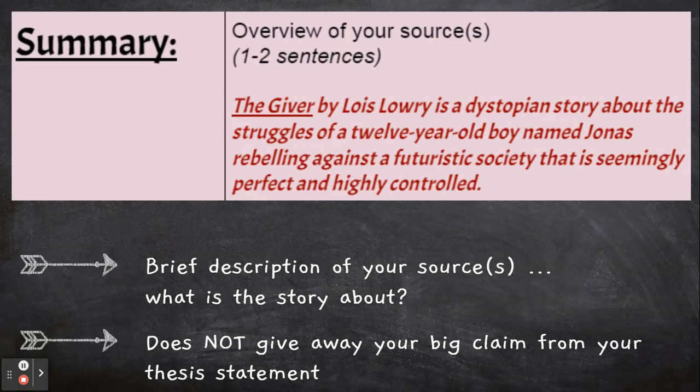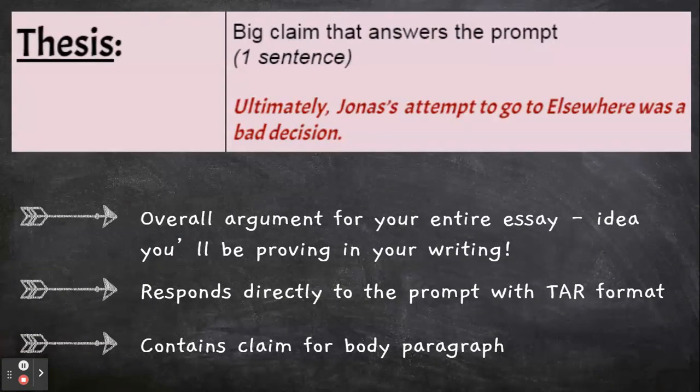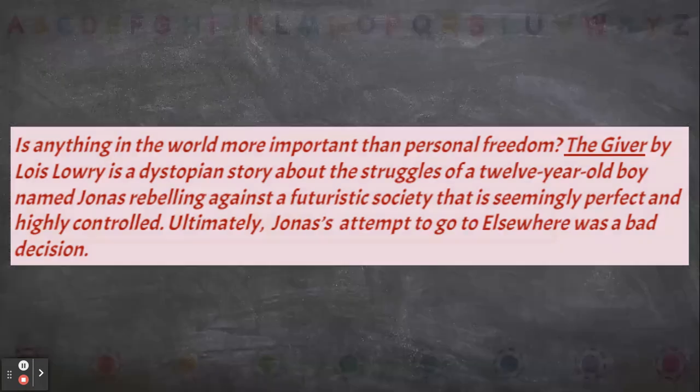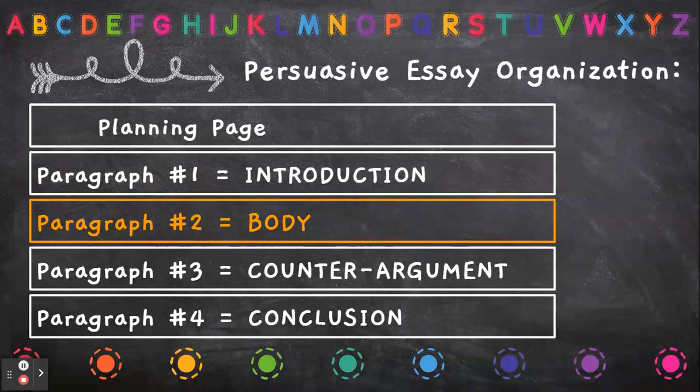Then you write a summary. This is 1 to 2 sentences about the source itself. And you close out with your thesis. Use a little sentence starter like ultimately or overall, and then give your big argument for the entire essay. This is the idea you'll be proving throughout your writing. Okay, this is my entire intro paragraph for an essay I wrote about The Giver. Notice how short it is. Very brief.